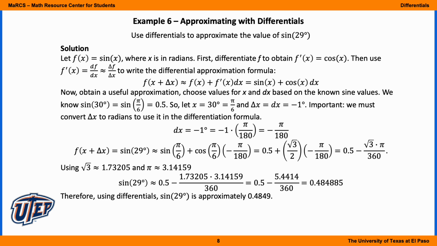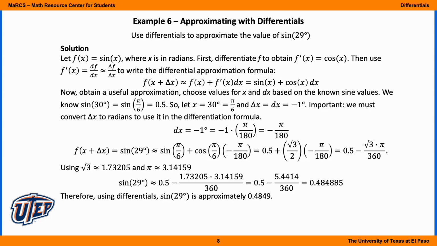So now we will obtain a useful approximation by choosing values for x and dx based on the known sine values. We know that sine of 30 degrees is equal to sine of π over 6, and that is equal to 1/2. So we let x equal 30 degrees, which is equal to π over 6 in radians, and delta x is equal to dx, which is equal to -1 degree. We must convert delta x to radians to use it in the differentiation formula, so dx is equal to -1 degree, which is equal to negative π over 180.